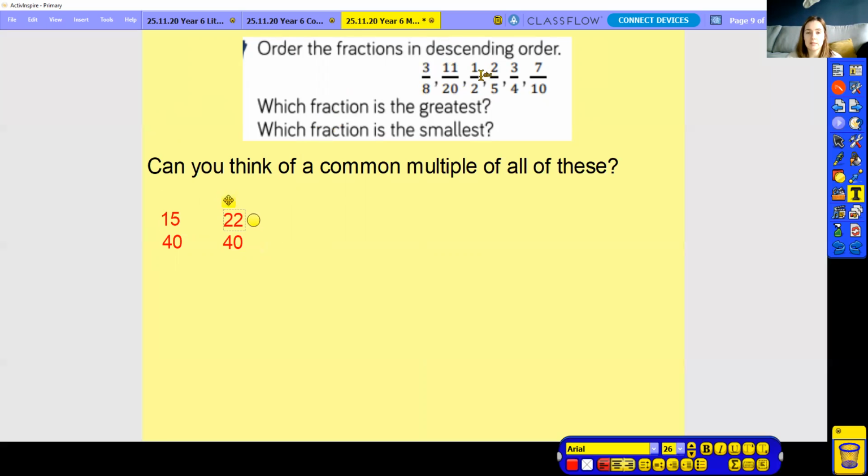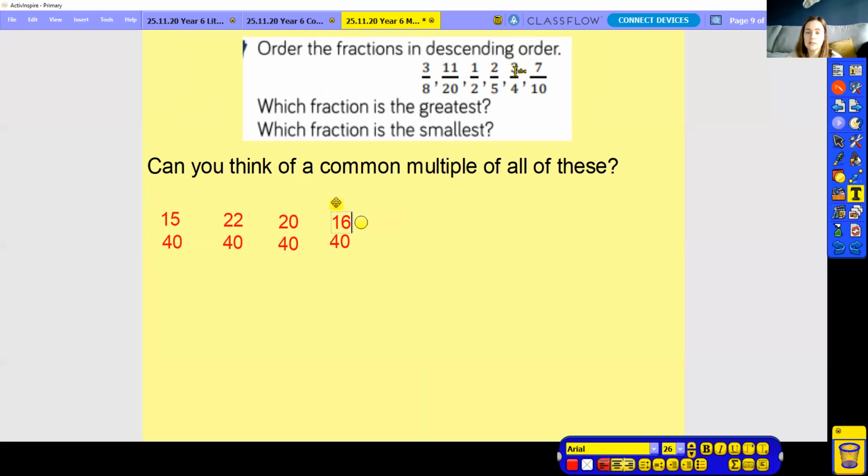Okay, the next one is a half. So how do we get a half of 40? Well, some of you might know straight away that it's 20, because 20 is half of 40, so that would be 20/40. The next one is 2/5. To get to 40, we do 5 times 8, which would give me 40. So we need to times the top number by 8, which is 2. 2 times 8 is 16.